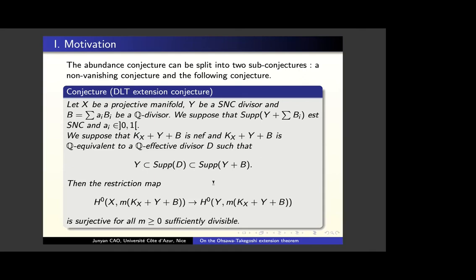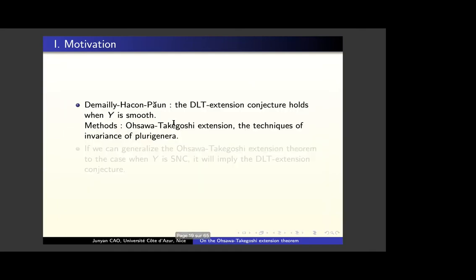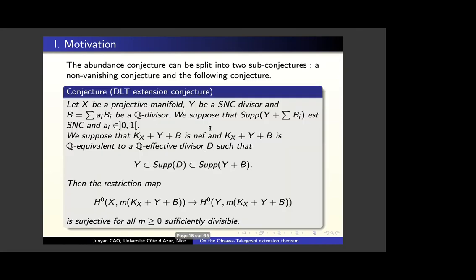As for this conjecture, in the paper of Demailly, Hacon, and Păun, they prove this conjecture under the assumption that Y is smooth. That means that if Y is smooth, they could prove the surjectivity of this restriction map. And for their proof, they really need the Ohsawa-Takegoshi extension theorem with control on its L2 norm in the case where Y is smooth.